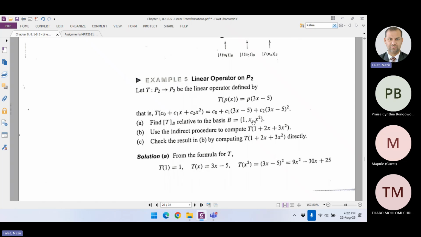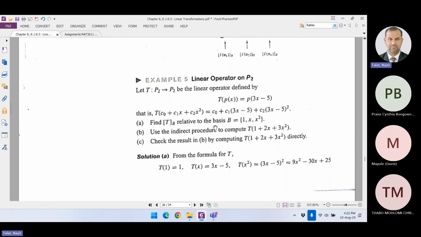And when we put the second element x from the basis set, then Tx will be equal to, in that case, C0 is 0, C1 is 1, and C2 is 0. So it means only the x is put over here. So the image will be 3x minus 5.